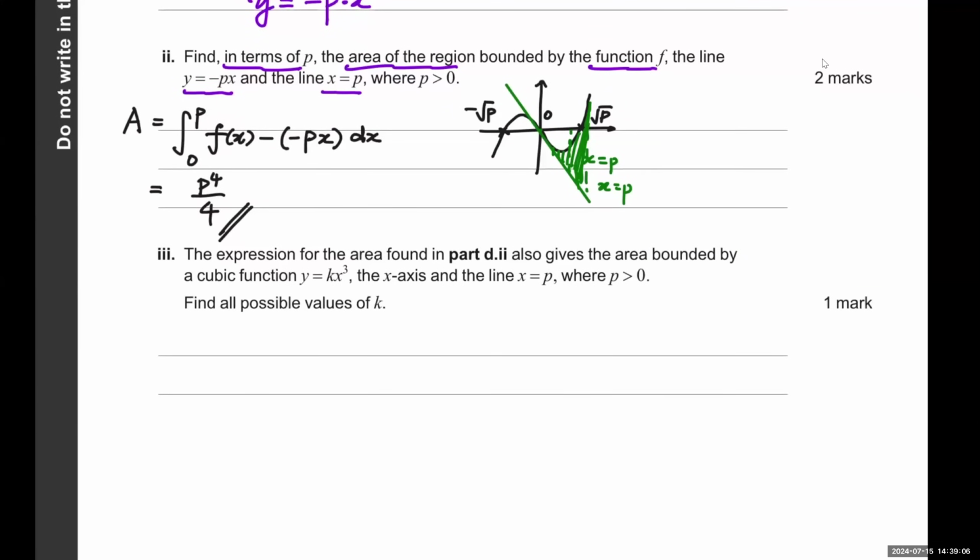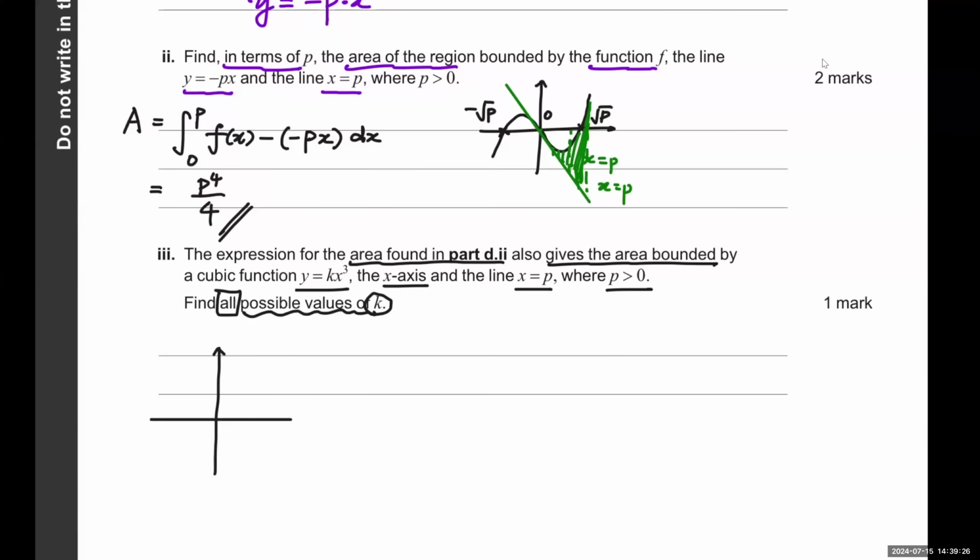The expression for the area found in part D1 also gives the area bounded by a cubic function y equals kx cubed, the x-axis and the line x equals p, where p is greater than 0. Find all possible values of k. So let's say we could have y equals kx to the power 3 like this, in turning point form with a stationary point of inflection at (0, 0). And this is when k is positive.